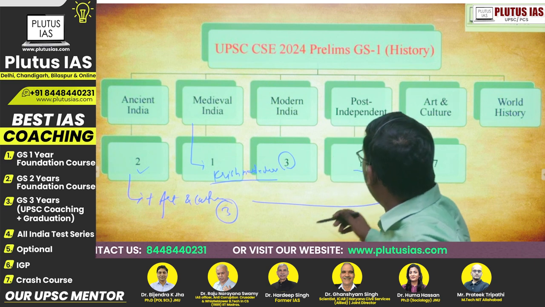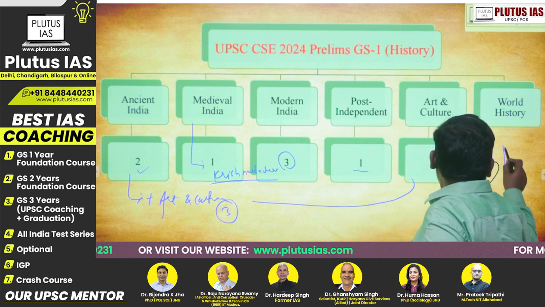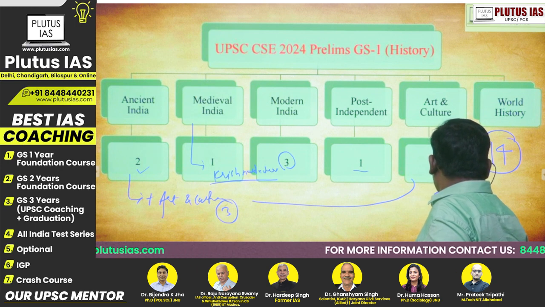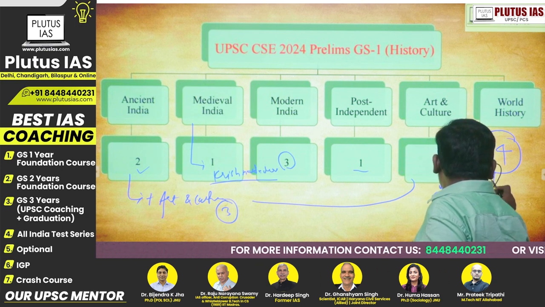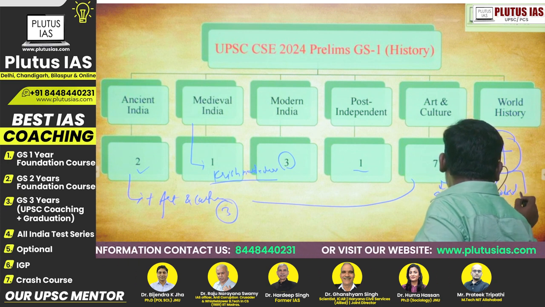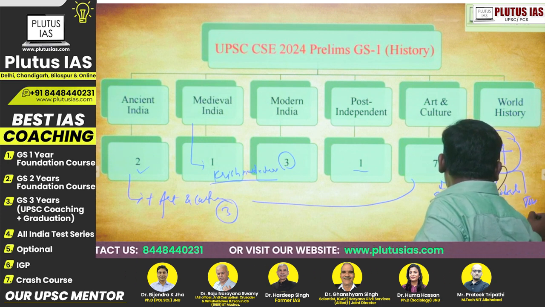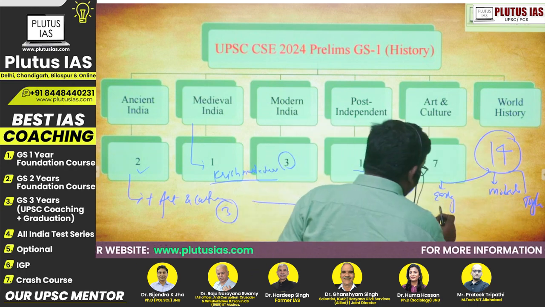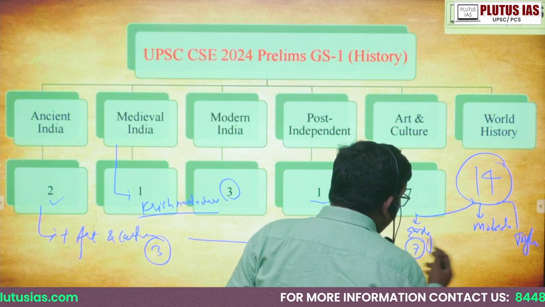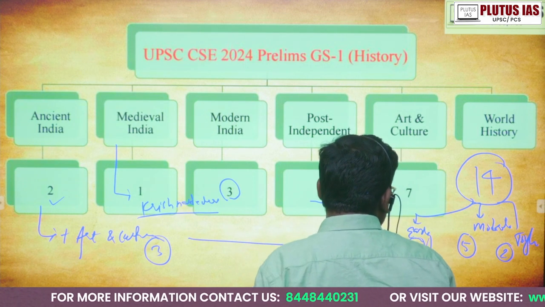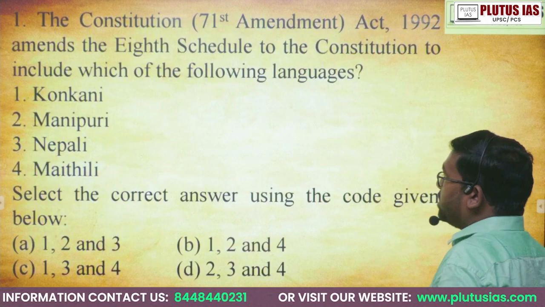Apart from these 14 questions, if we talk about how the questions were, there are three levels: easy, moderate, and tough. In this one I can say that 7 questions are easy, 5 questions were moderate, and 2 questions were tough to answer, especially in this examination. Okay, let us have a discussion one by one.